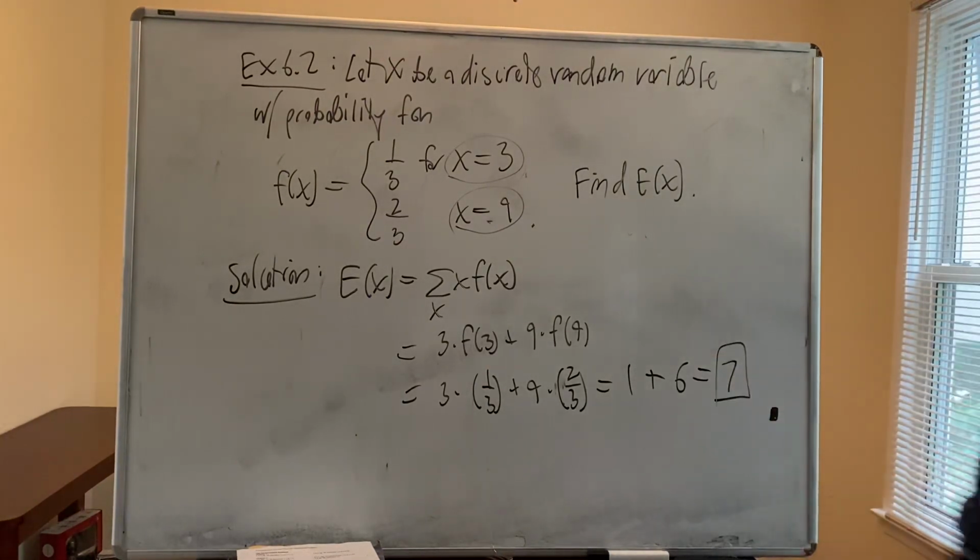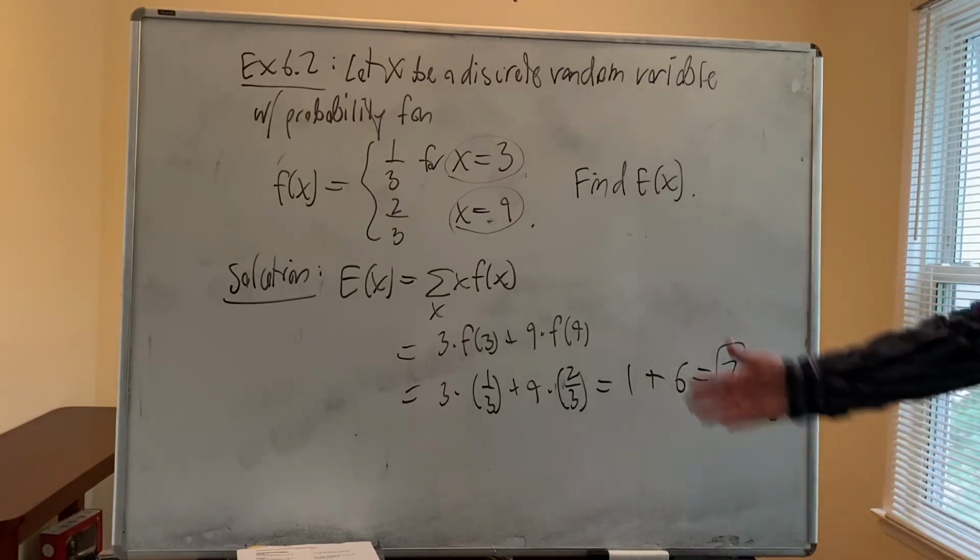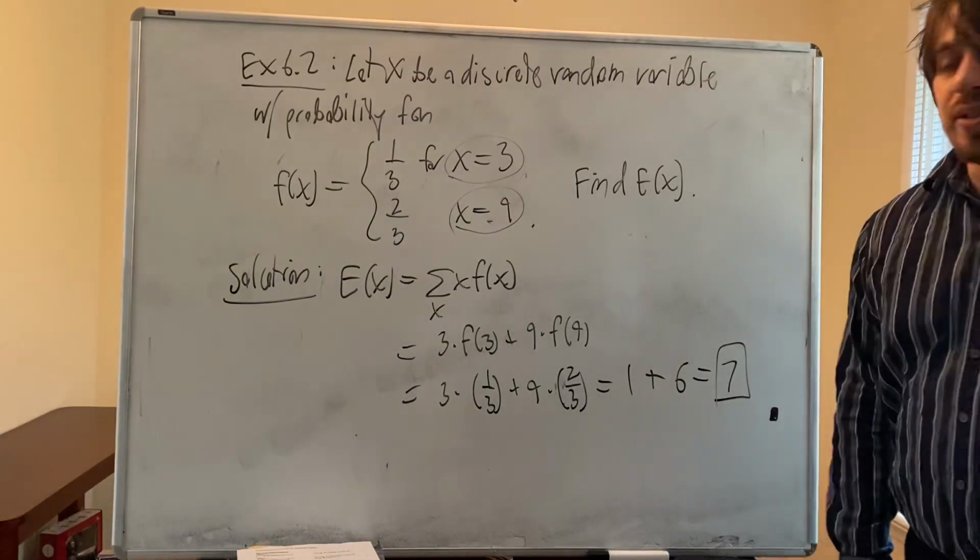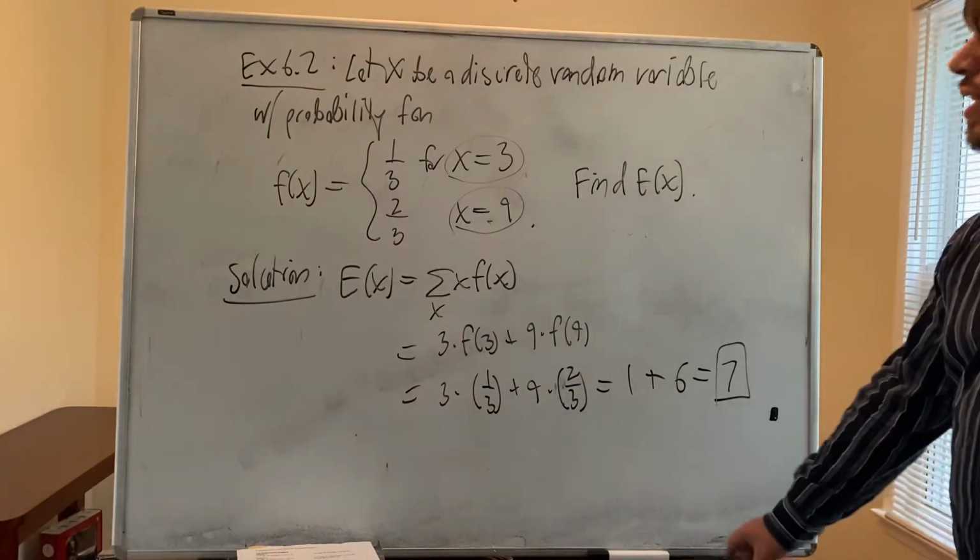So this is a good example to see how to find E of x. It's short. It's shorter than the other one. It's easier. Okay, and so the next definition.